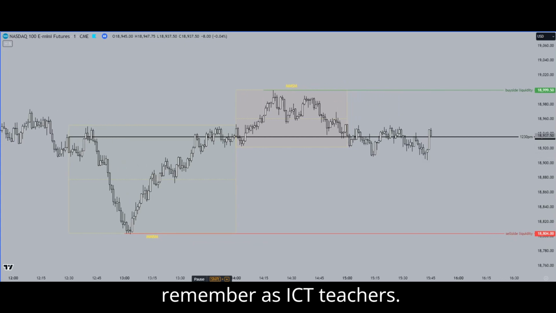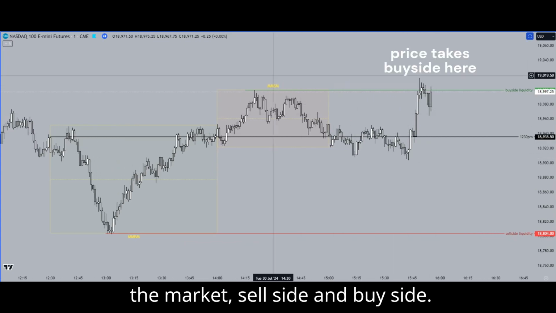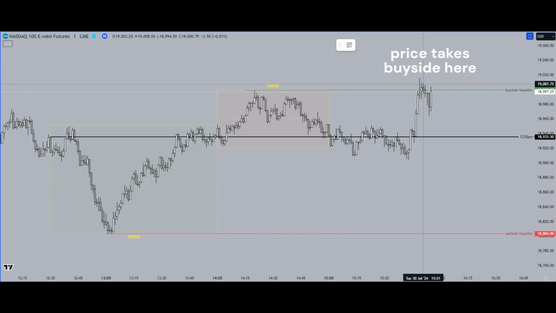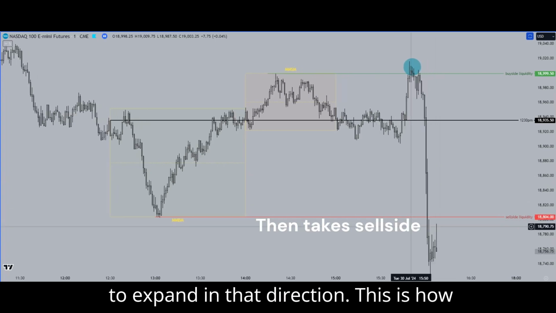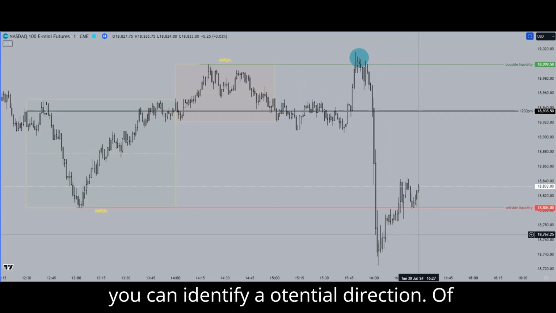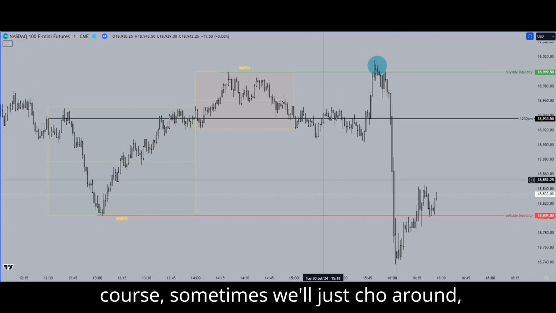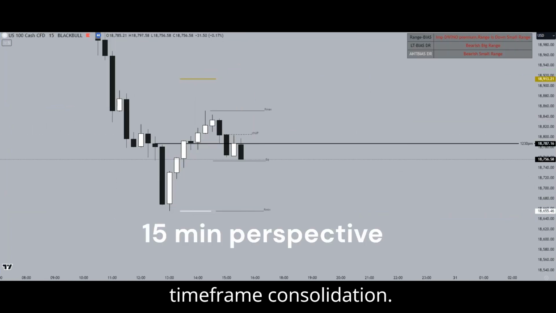Remember, as ICT teaches, a dealing range is when price takes both sides of the market, sell side and buy side. Whichever it takes first is usually a fake move, and whichever it takes last is more likely to expand in that direction. This is how you can identify a potential direction. Of course, sometimes we'll just chop around, maybe because we are in a larger time frame consolidation.